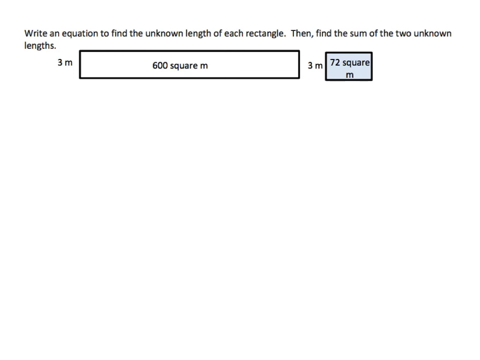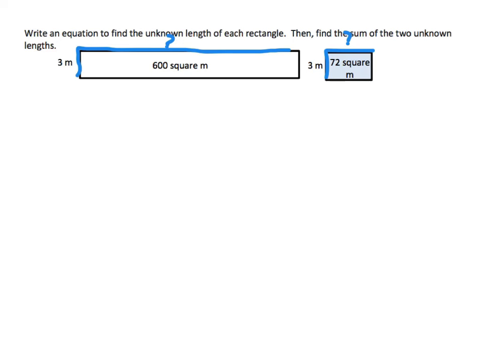Okay, so in our first problem, we're going to just kind of warm up here. Our first problem is taking the area of two rectangles and finding an unknown length of one of the sides. It says, write an equation to find the unknown length of each rectangle. Then find the sum of the two unknown lengths. So when I look at that, I know that for a rectangle, length times width gives me the area. Here I know the area, and I know one of the two lengths of the sides. So I can think about each of these as their very own division problem, and I can use that division to find the quotient, which is going to be that missing length.